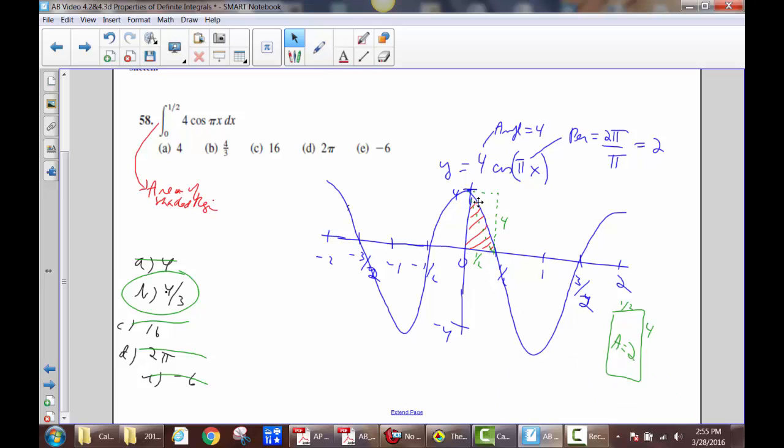A half times 4. If you drew the diagonal, you could see that half of the area of that rectangle would be 1. And our region, our red region, is a tiny bit more than that half rectangle. So our answer should be a little bit more than 1. Notice the answers: 4, 1 1/3, 16, 6.28, and -6. It would have to be answer B.